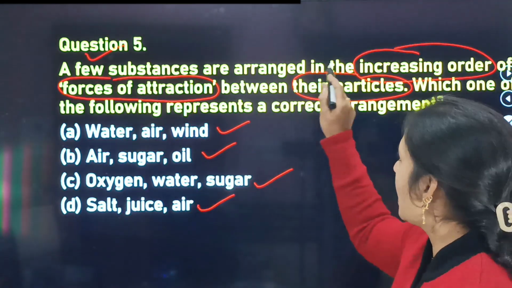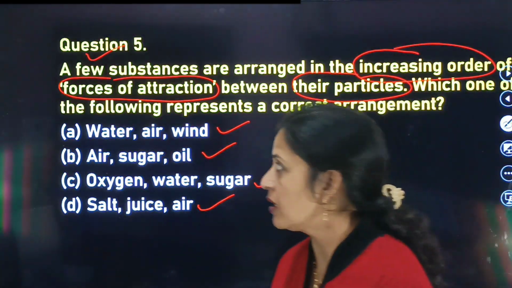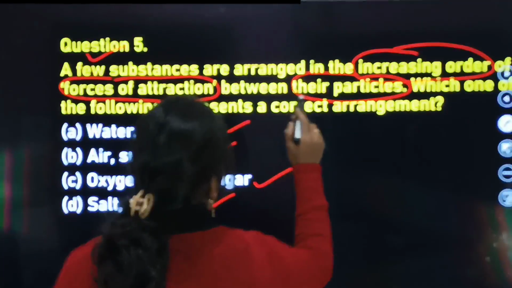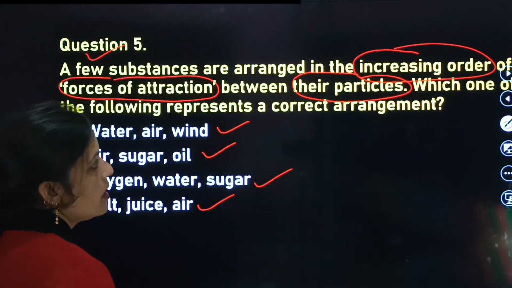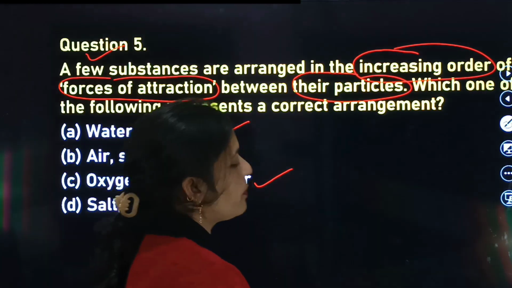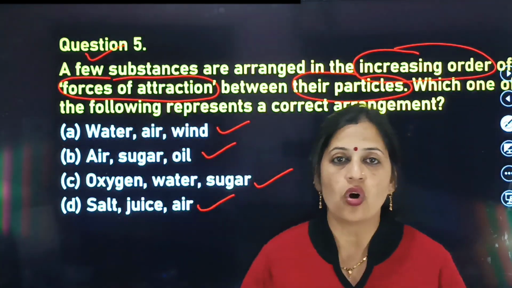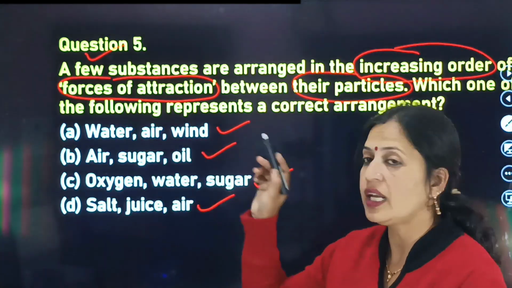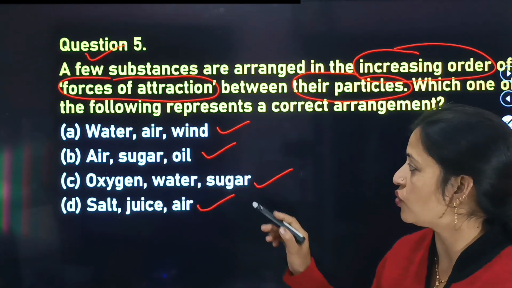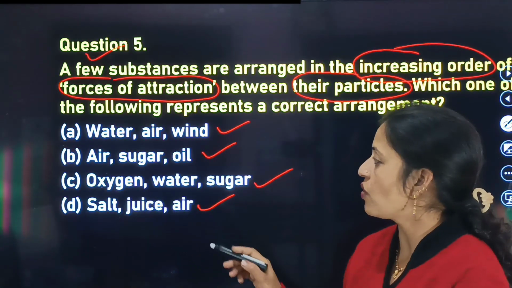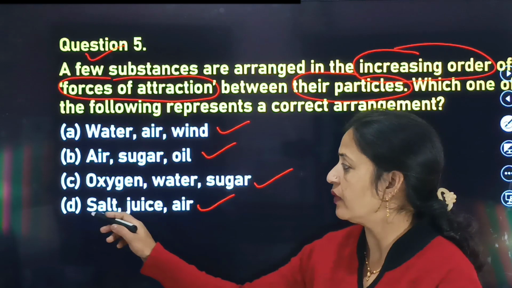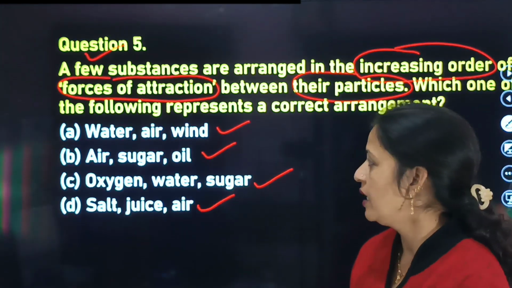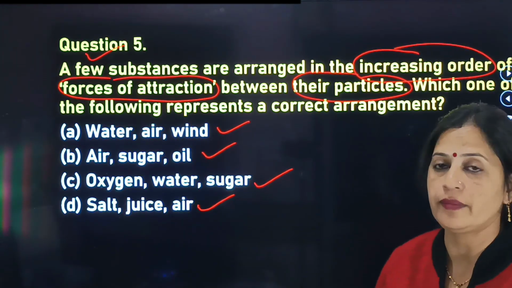A few substances are arranged in the increasing order of forces of attraction between the particles. So which one of the following represents a correct arrangement? Options are water, air and wind. Second one is air, sugar and oil. Third one is oxygen, water and sugar. And the fourth one is salt, juice and air.